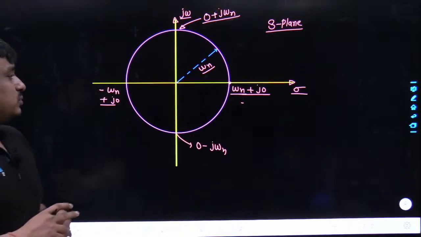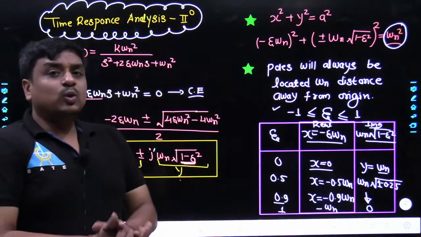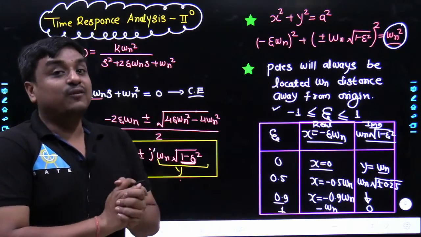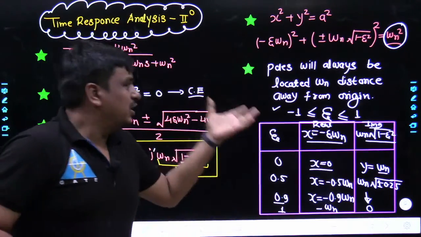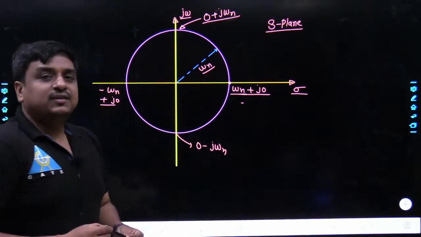Agreed? Now what I am going to do, for the different values of zeta, whatever the locations of the second order poles we have located, now we are going to draw over the s-plane. So let me start with zeta equal to 0.